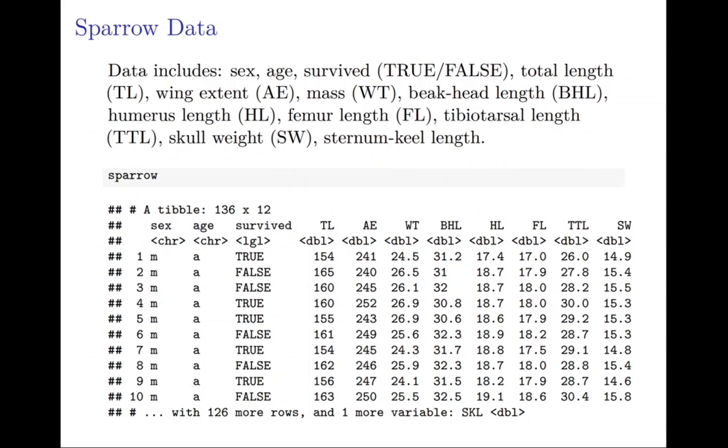And so the data includes sex, age, if it survived, its total length, which is TL, wing extent, AE, mass, WT, beak head length, BHL, humerus length, HL, femur length, FL, tibio-tarsal length, TTL, skull weight, SW, and the sternum keel length, which should be SKL. And so here's just the data we're going to be looking at.